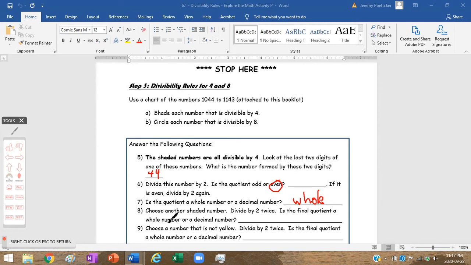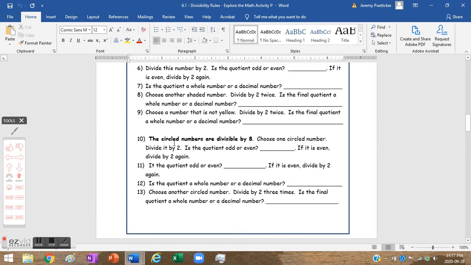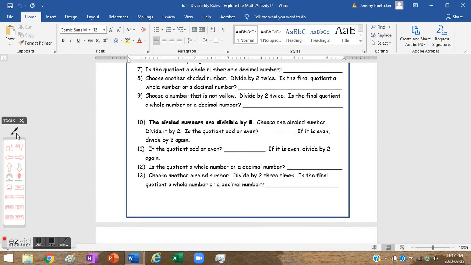Choose another one. So this time, find a different shaded number. Your choice, divide by 2 twice. Is the final quotient a whole number or a decimal number? All right. Choose a number that is not shaded. This says yellow, it should actually say shaded, so you can change that. Not shaded. Divide by 2 twice. Is the final quotient a whole number or a decimal number? What you're going to find out is that it is a decimal number.